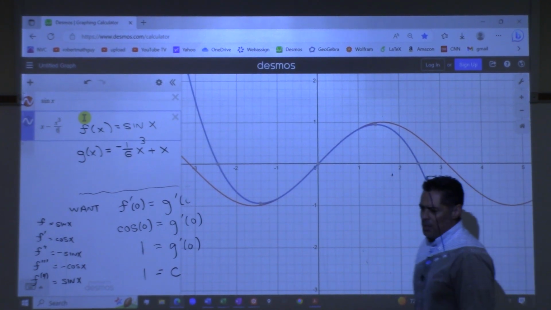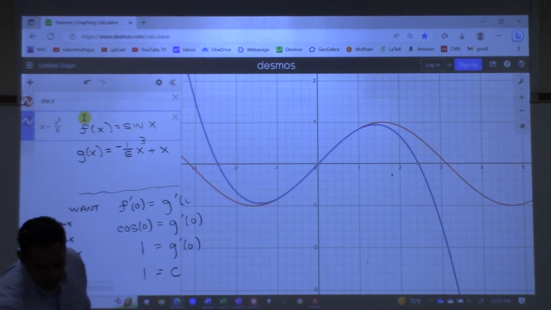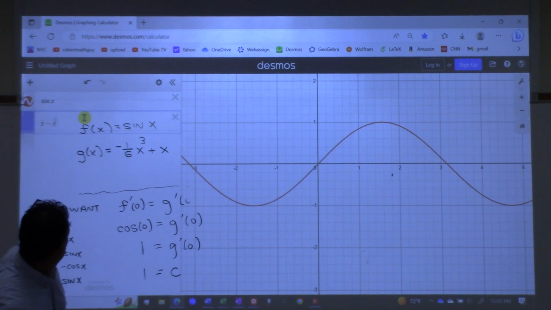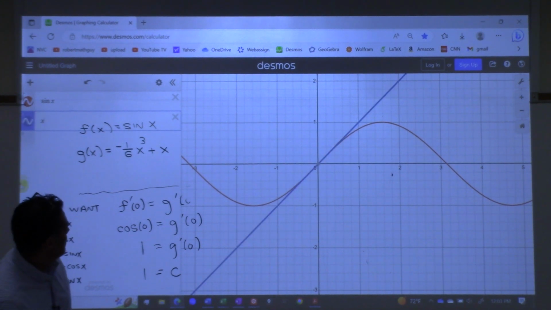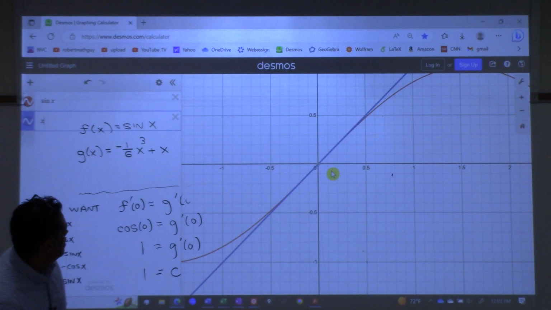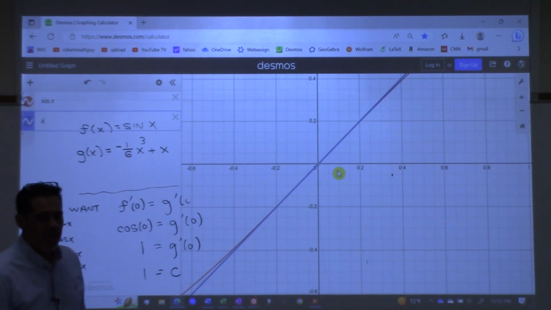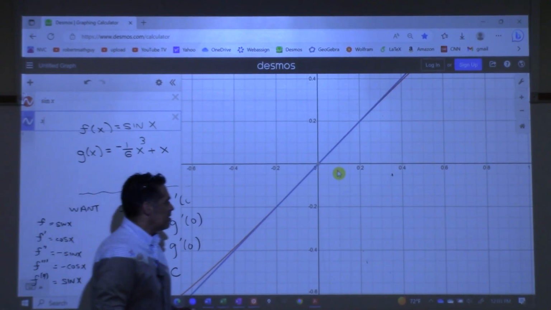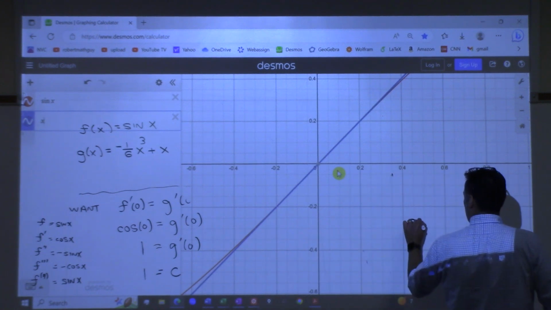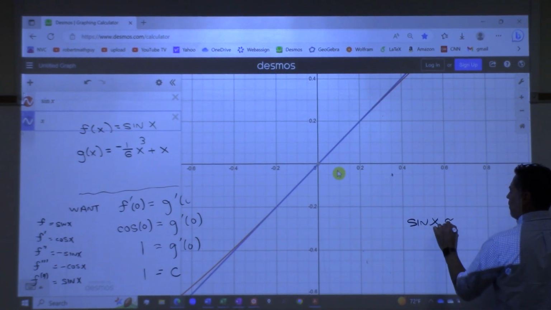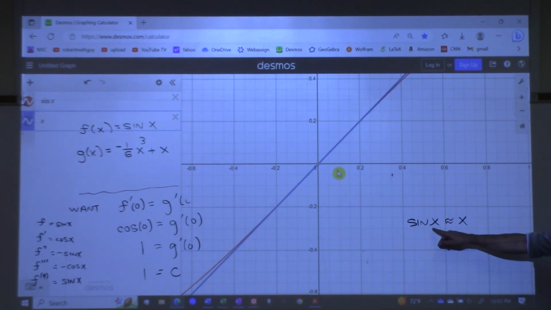Actually, wasn't it pretty good before I even put the x cubed in there? Like at least near 0. Yeah. Look at that, they're pretty close to the same function. Which is why in a physics class, you can replace sine of x with x so long as x is really small.